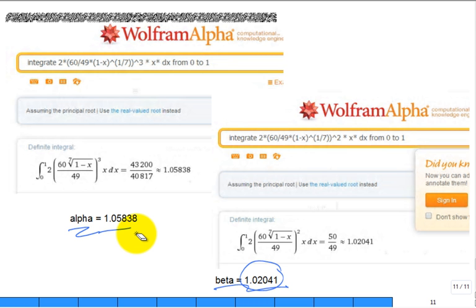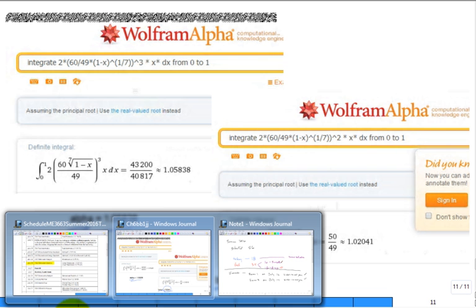What we need to move into in the next 50 minutes, 55 minutes, is angular momentum. So let's do that.